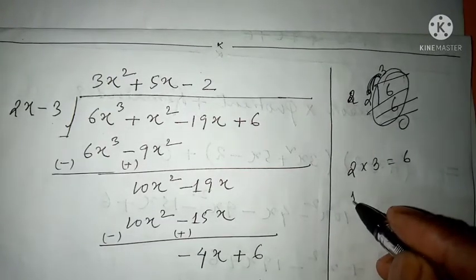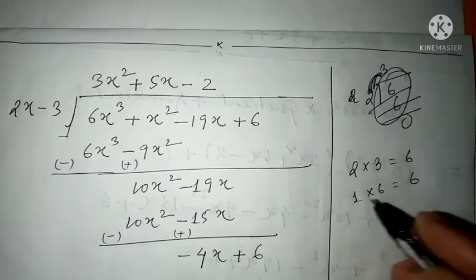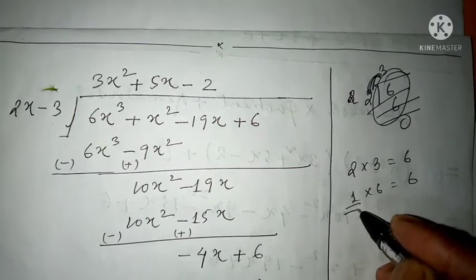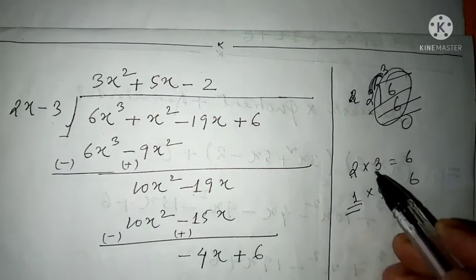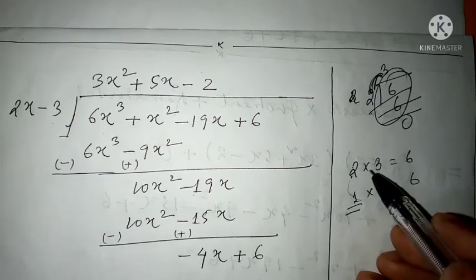Okay, now if I multiply 1 and 6, then also I am getting 6, that means 1 is also a factor. That means 2, 3, 1 and 6. Okay, so how many factors did we get here? We got 4 different factors.